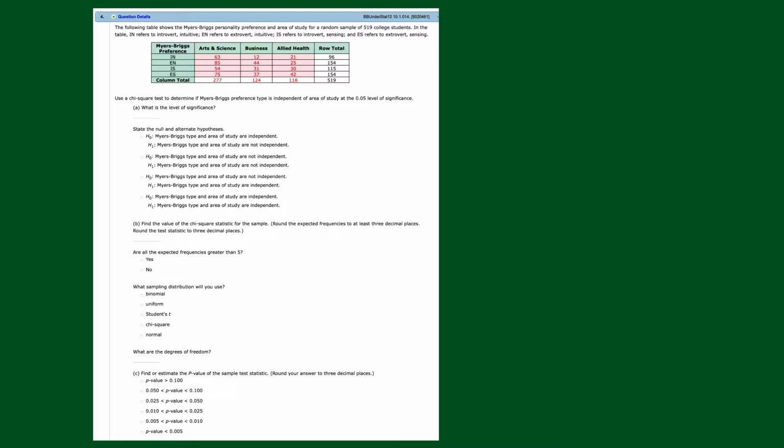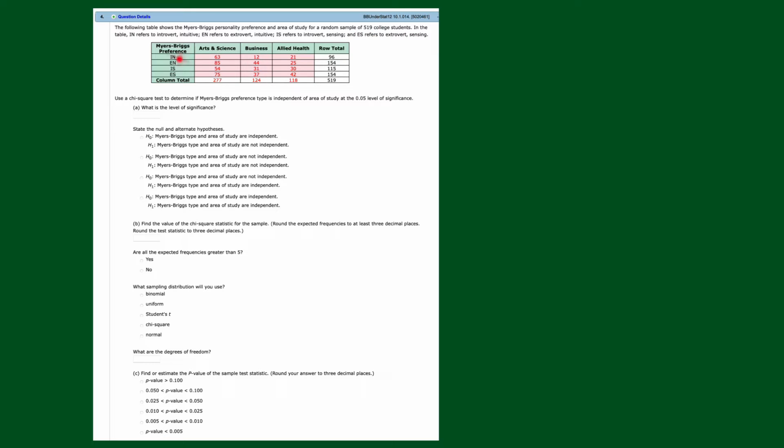In the table, IN refers to introvert, intuitive. EN refers to extrovert, intuitive. IS refers to introvert, sensing, and ES refers to extrovert, sensing.